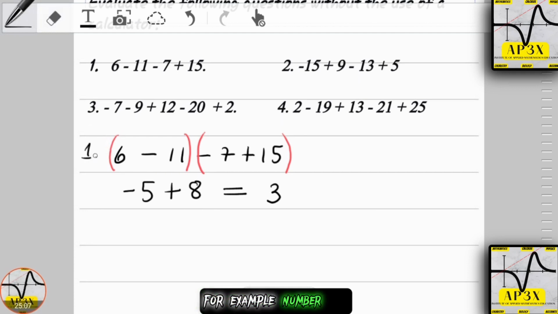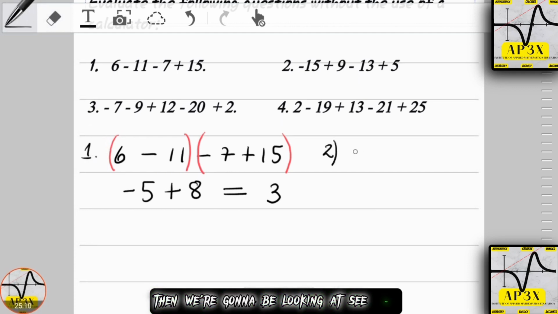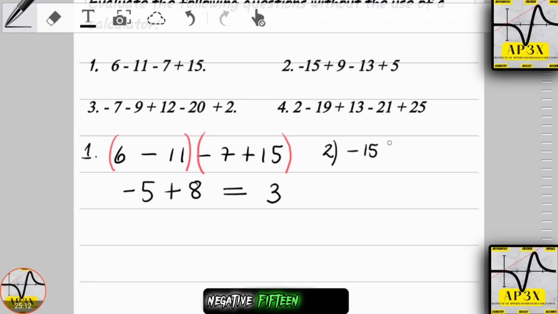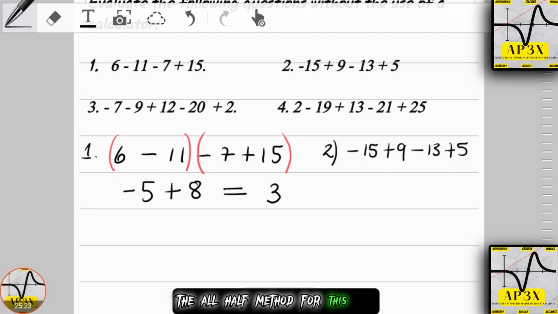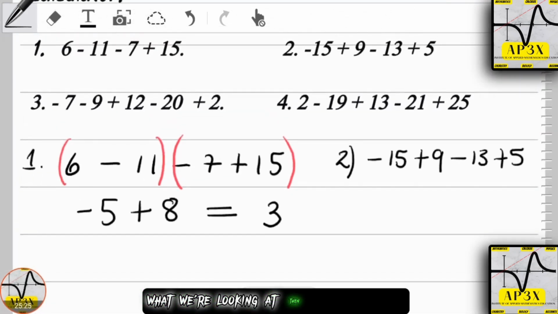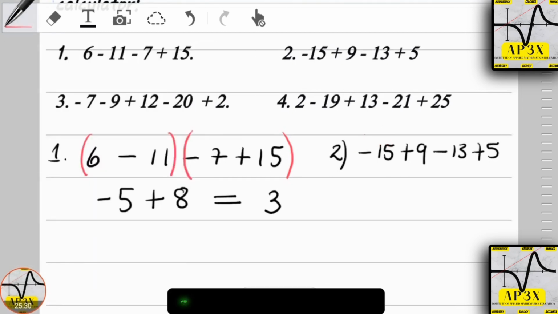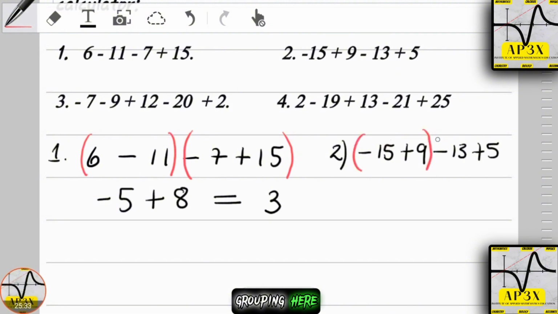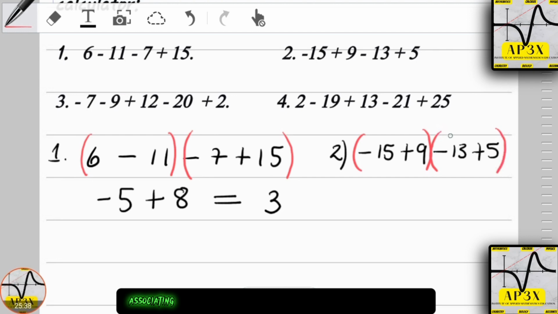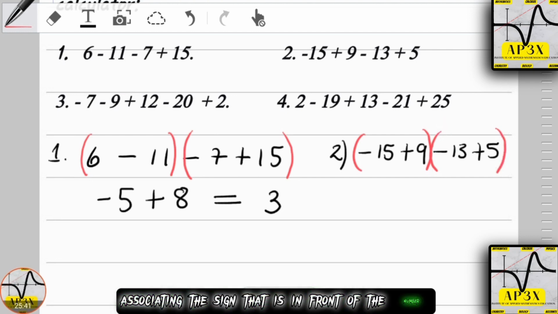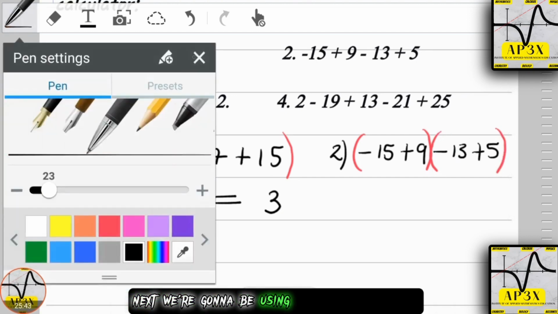So for example number 2 then, we're going to be looking at, say here, negative 15 plus 9 minus 13 plus 5. I'm going to be using the OHAV method for this one. So what we're looking at here is in fact grouping the numbers into pairs. So here we're going to be grouping here, grouping here, grouping here, and grouping here. We have already discussed associating the sign that is in front of the number. Next, we're going to be using the O and half technique.